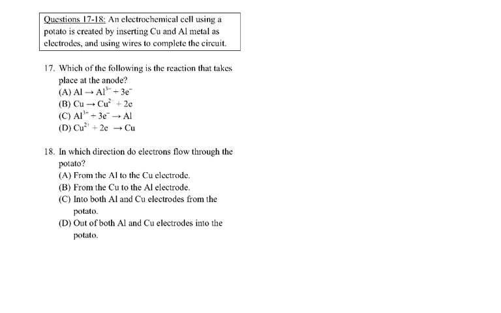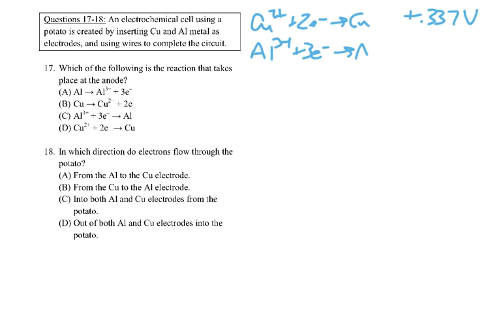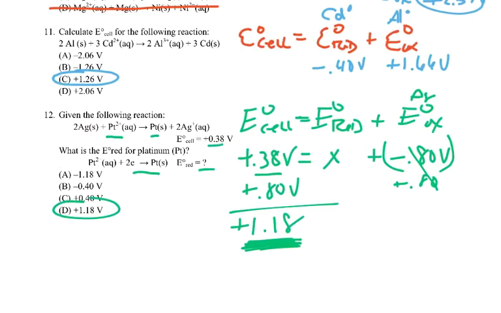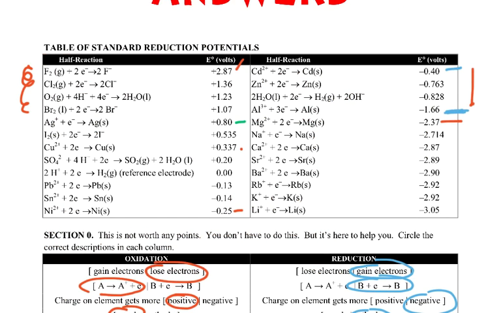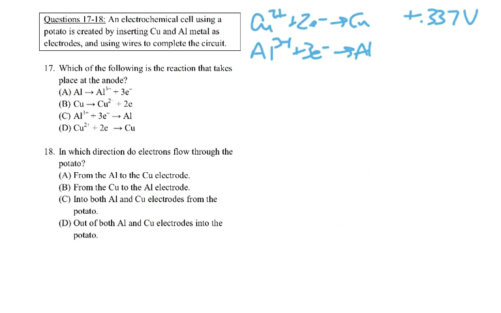Okay, 17 and 18. An electrochemical cell using a potato is created, like our lab, using copper and aluminum. Which of the following takes place? So copper and aluminum. Again, we need to go back and look at our numbers. On the chart, we're going to see copper plus 2 electrons becomes copper metal, and we just saw that the E0 value is positive 0.337 volts. Now aluminum 3 plus plus 3 electrons becomes aluminum metal, and we're going to look at the chart again. Aluminum, here it is. That was the one that was negative 1.66 volts.